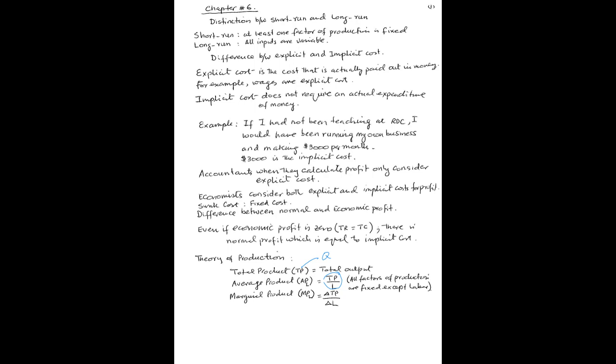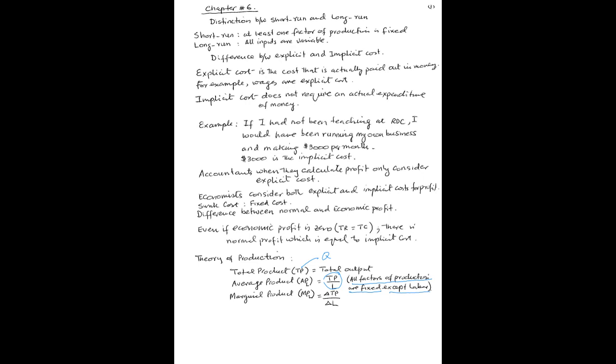And remember, in the bracket I wrote all factors of production are fixed except labor. So we are assuming that labor is the only variable input. All other factors of production are fixed: factory size, plant size, sand, gravel, capital, everything is fixed. You can only increase or decrease the number of workers, that is labor. And that is why we are calculating average productivity of labor.